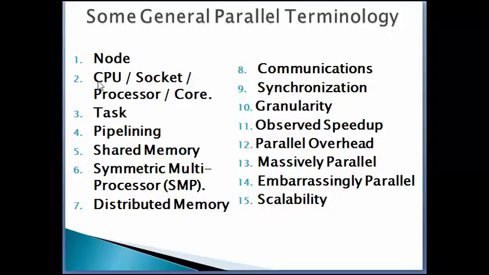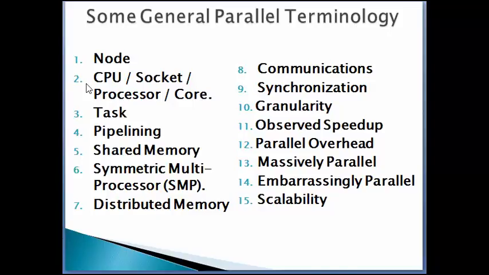CPU, socket, processor, core. This varies, depending upon who you talk to. In the past, a CPU (central processing unit) was a singular execution component for a computer. Then, multiple CPUs were incorporated into a node. Then, individual CPUs were subdivided into multiple cores, each being a unique execution unit. CPUs with multiple cores are sometimes called sockets, vendor dependent. The result is a node with multiple CPUs, each containing multiple cores. The nomenclature is confused at times.